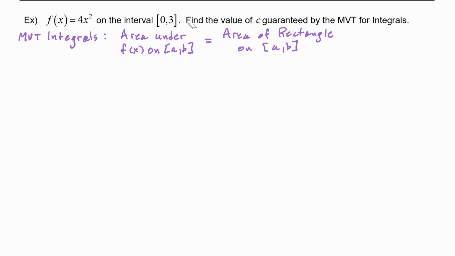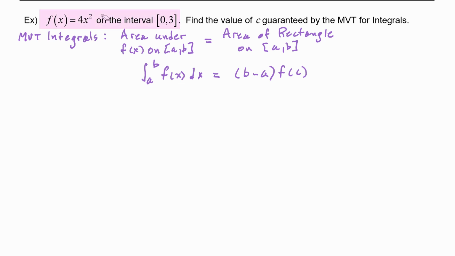Now the area under f of x on a to b is the integral from a to b of f of x dx, and the area of the rectangle on a to b means we're taking the base, which is b minus a, the distance between a and b, and then somewhere on that interval we're picking a value of c, and then f of c will give us the height of the rectangle. So now let's fill in the specifics for this problem.